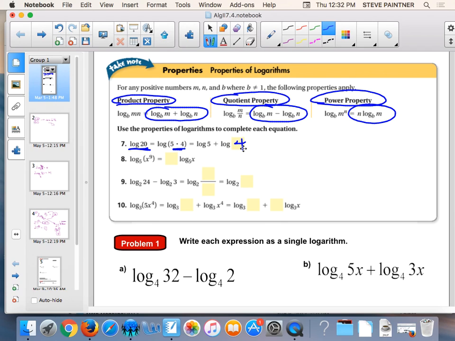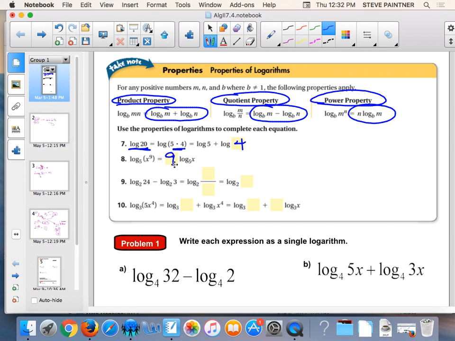Okay, number 8, or whatever the second problem. Log of a number, x, raised to the 9th power. Well, you got a number raised to a power, that would be the power property. So what are you gonna stick in this blank? 9. A simple 9. This is just the exponent. 9 times log of x base 5.